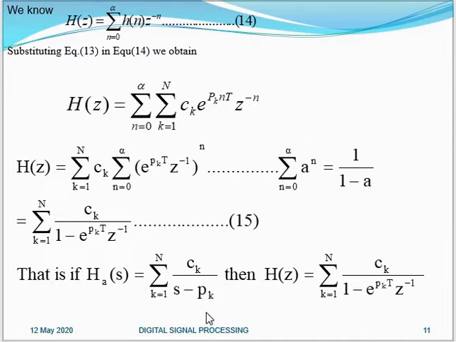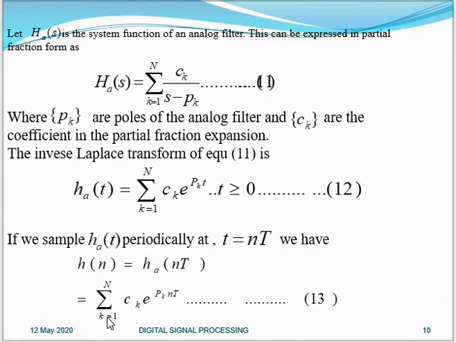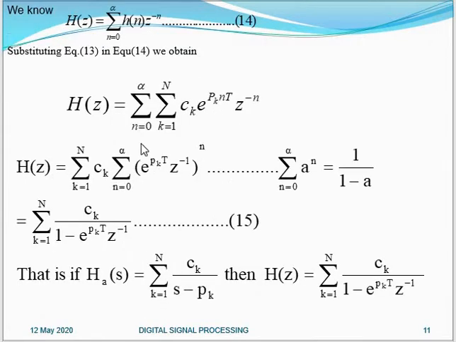Summation H(n) is nothing but summation k equals 1 to N of Ck e to the power Pk nT. This total is within summation 0 to infinity, multiplied by z to the power minus n, because we are just changing the value of H(n) from equation 13. So this is my new equation of H(z) that we are getting.